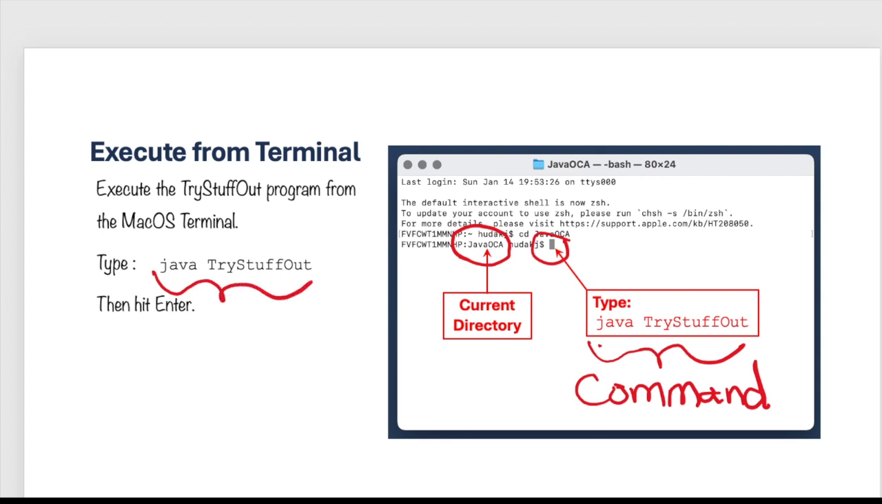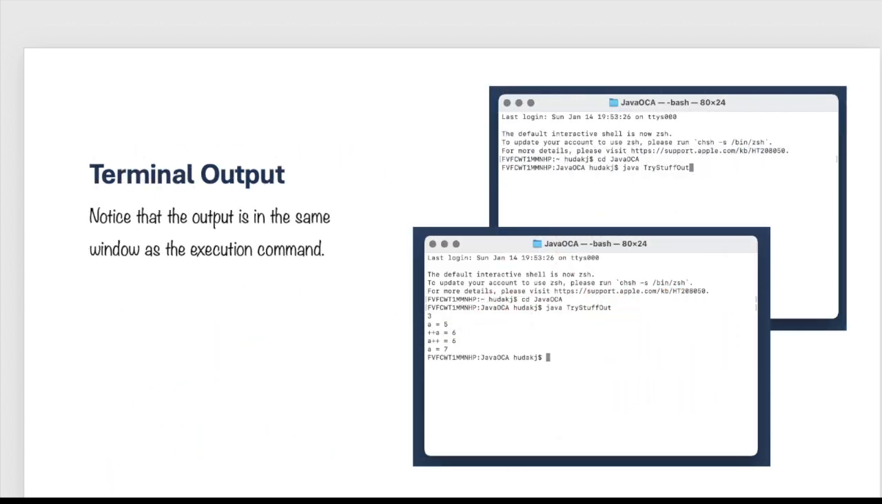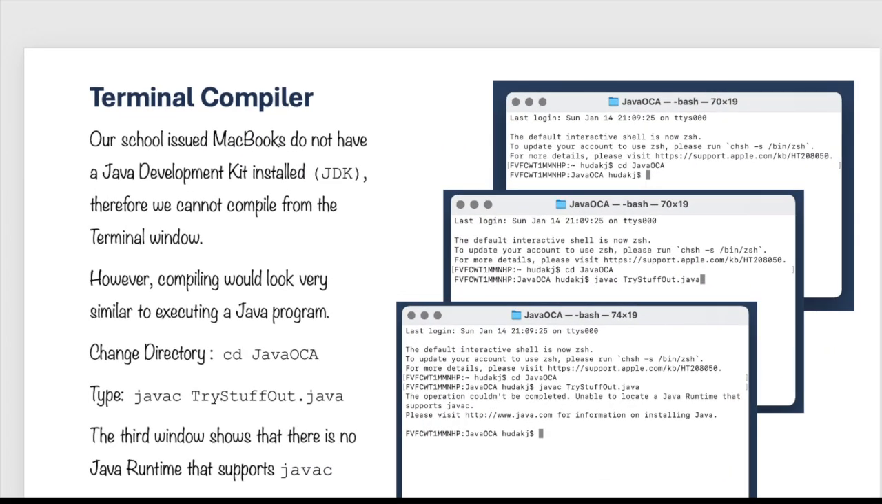And what this command tells us is to execute a Java program. So once you type that command in there and you hit enter, you see here is the output. The output is the same as what we had in BlueJ.